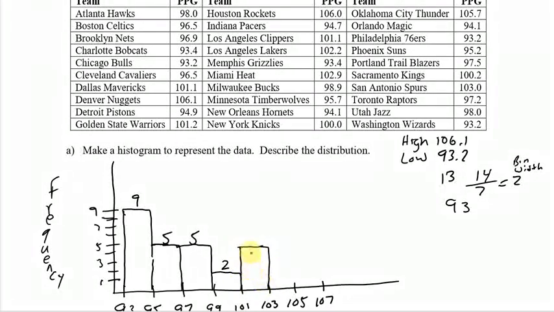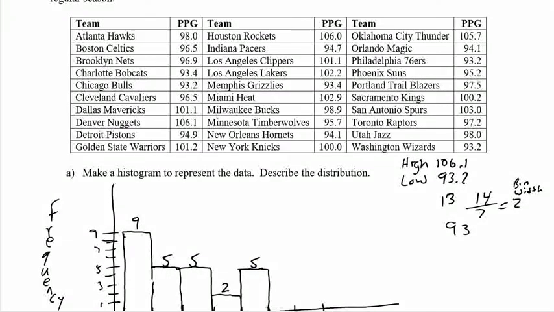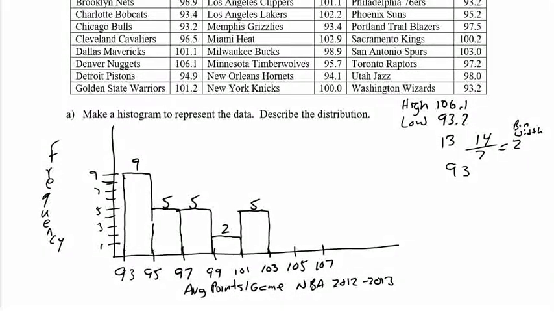103 to 105. We get the 103. There's only one of those. And finally, 105 to 107. There are 3 of those that fit in those categories. And there's our histogram.